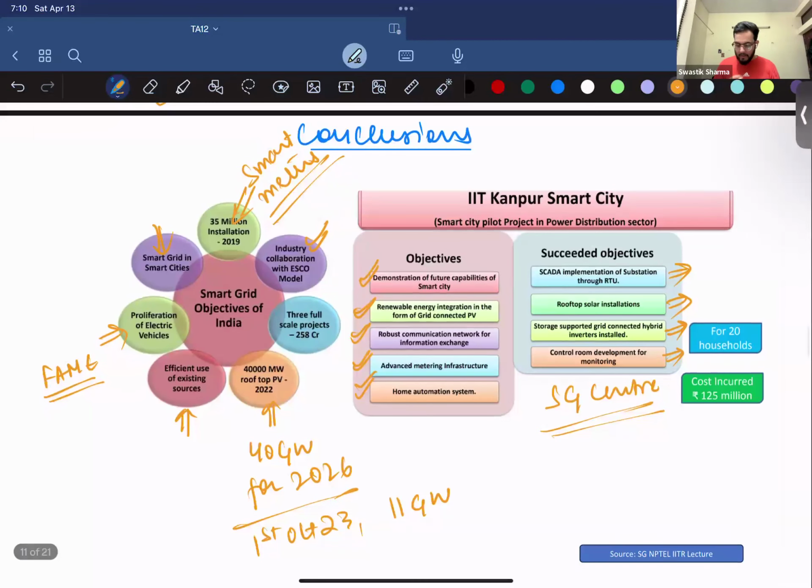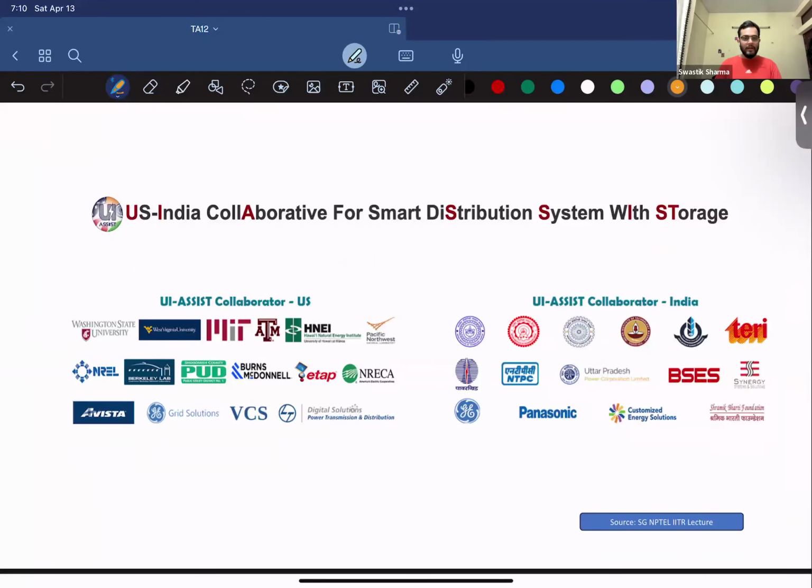Now, in addition to this, we recently concluded our US India collaborative for smart distribution systems with storage. This was a UISS project, which was a very big grant received from the Indo-US department. And in this, we had collaborators from the US, in the form of Washington State University, MIT, West Virginia University, Texas A&M, etc., and various different industry partners as well.